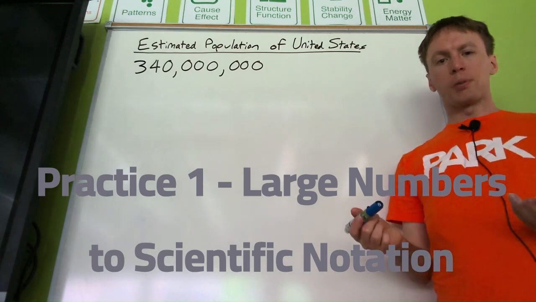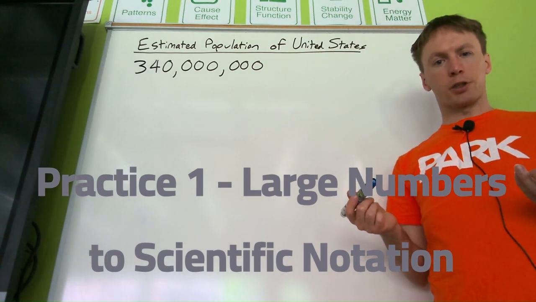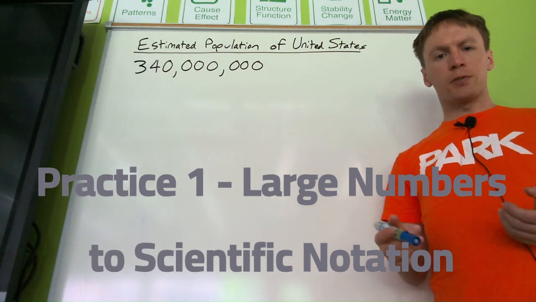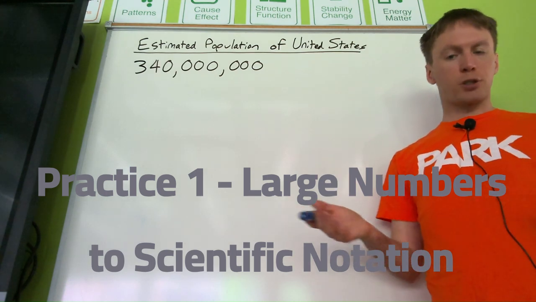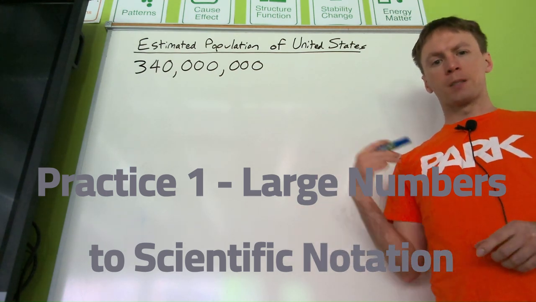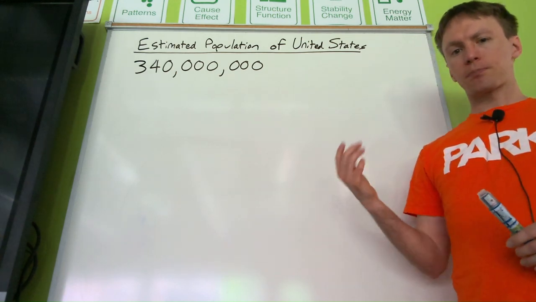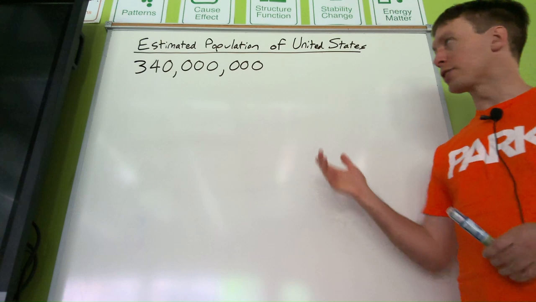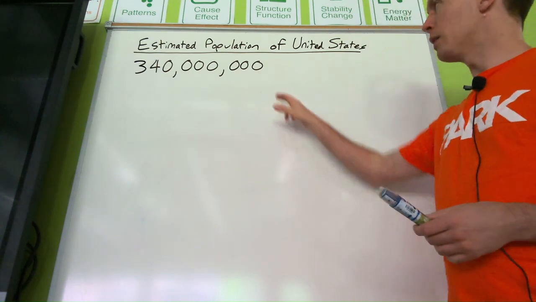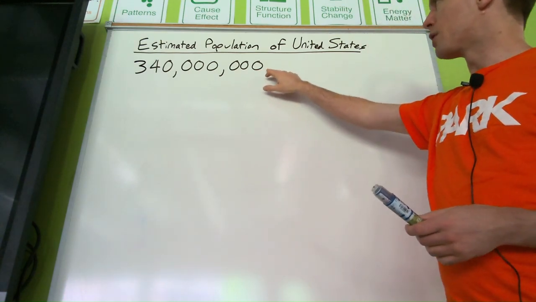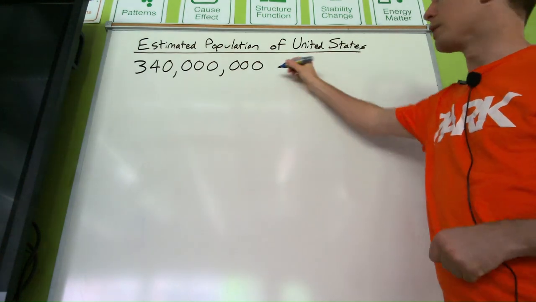Let's take a number that's really big and write it in scientific notation. The population of the United States right now is about 340 million. To write 340 million in scientific notation, first, let's find the decimal place. It's not explicitly written, but we know that this is the ones place and the decimal point is right here.